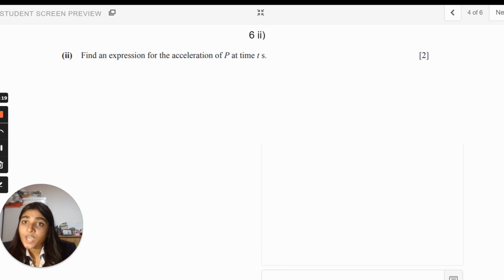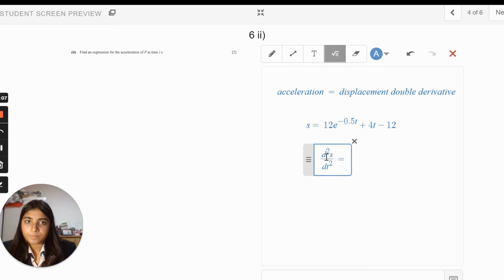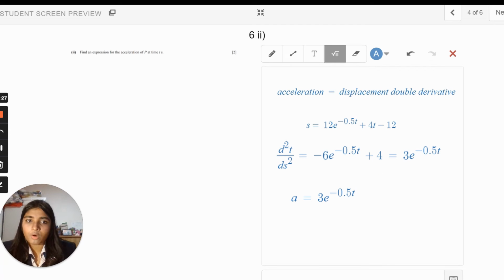Find an expression for the acceleration at time t. It should be equivalent to the displacement double derivative. Make it simple. All you have to do is use your answer from the previous question. Using the laws that I've told you about, negative 0.5 times negative 6 would be equivalent to 3. Acceleration is equal to 3e to the power of negative 0.5t.